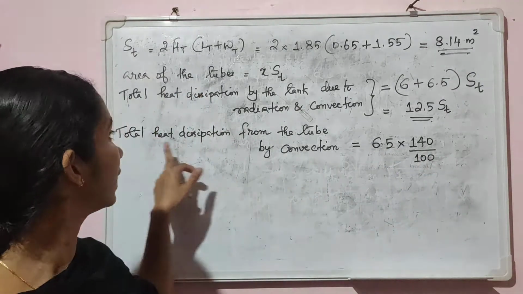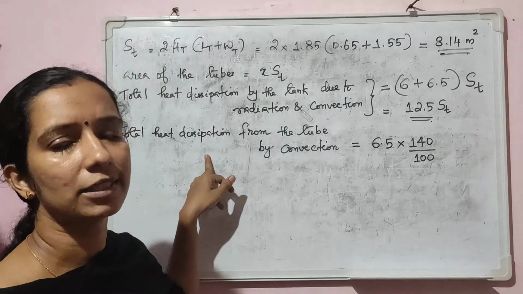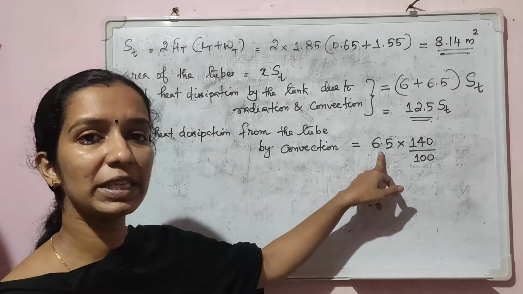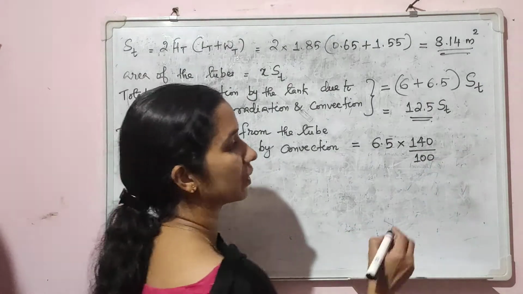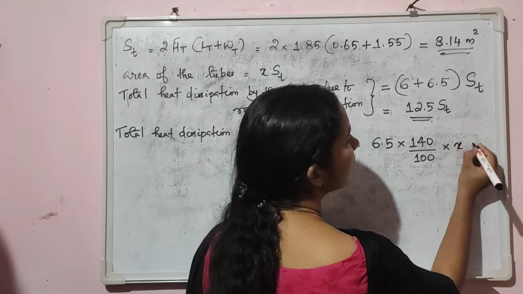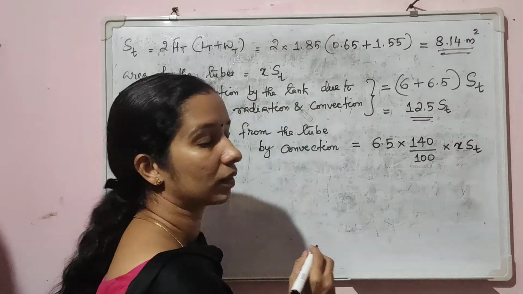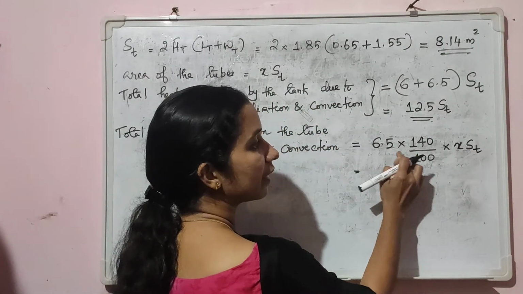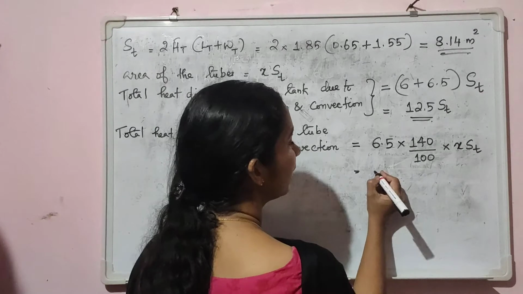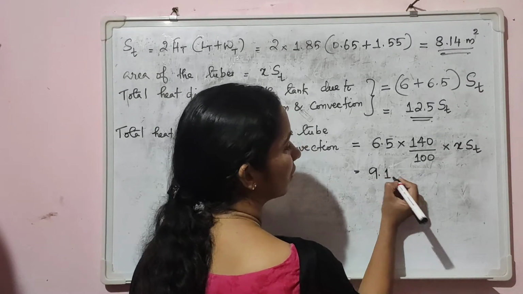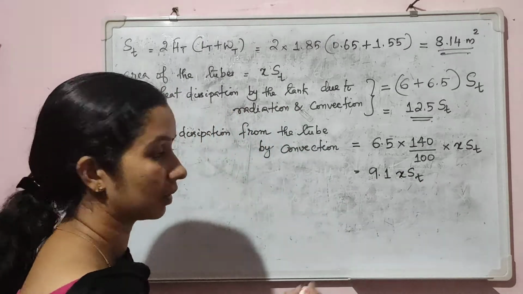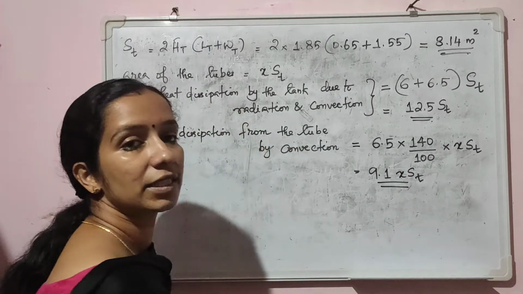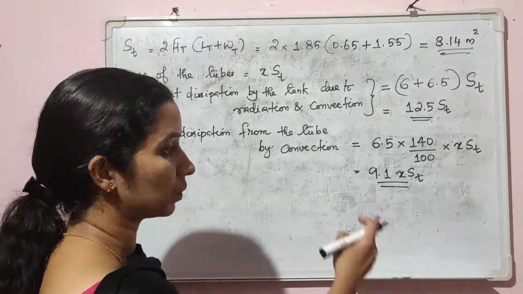And we are writing the equation for total heat dissipation. So that will be specific heat dissipation into total area of the cooling tubes. That is into X into ST. So this will be 6.5 into 1.40, which is 9.1. So 9.1 into X into ST. So this is the total heat dissipation from the tubes.